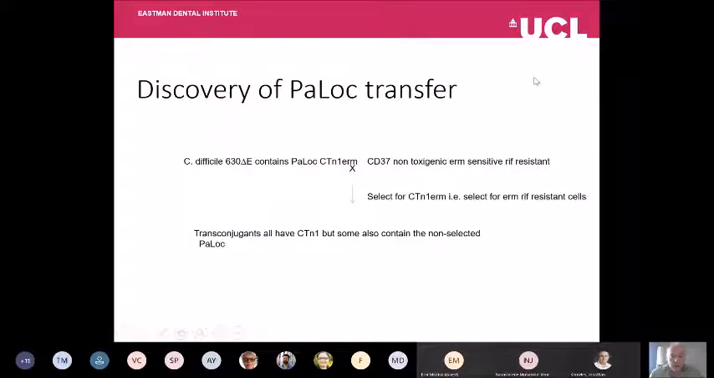So this was work done by Mike Brouwer a few years ago at the Eastman, when he discovered parlock transfer. It was discovered by accident really, because we were looking at transfer of this conjugated transposon called CTN1. He was looking to see if we could transfer CTN1 from this C. difficile strain 630 into this non-toxigenic C. difficile strain called CD37, which has been used in the lab for a long time.